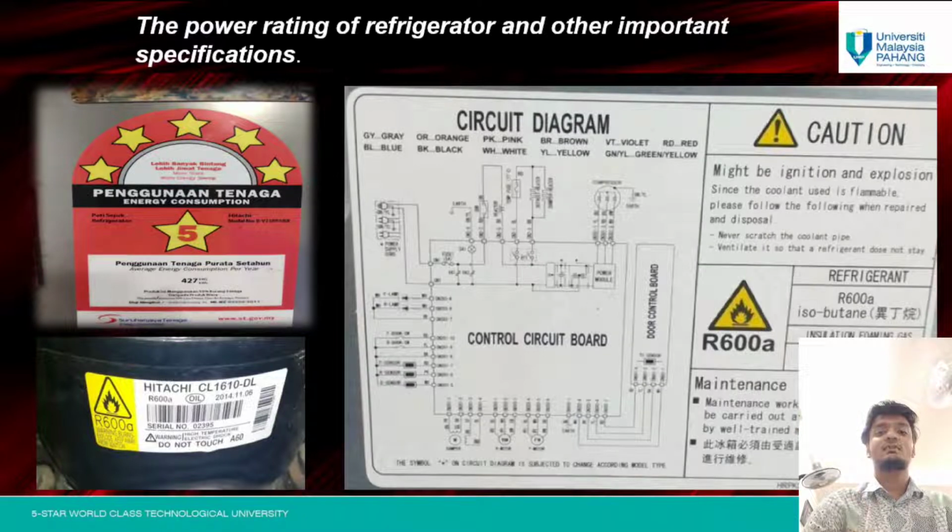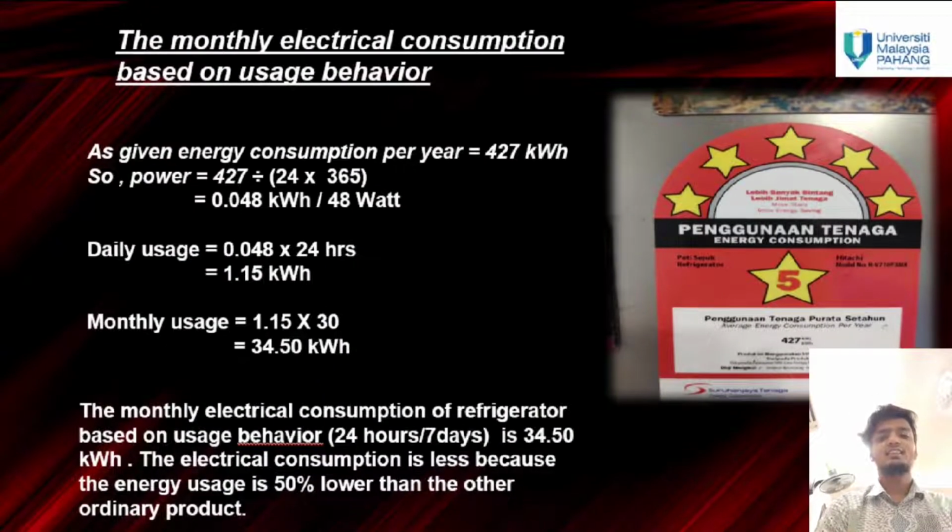Then you can see the freezing compressor too. And then I also have attached the circuit diagram and control circuit board of my house refrigerator. Moreover, let's see the monthly electrical consumption of my house refrigerator based on the usage behavior that I have calculated through a formula. The formula is that we multiply its wattage by the number of hours the refrigerator is being used. The calculation I did gave the average energy consumption of a refrigerator per year, which is 4 to 7 kilowatt per hour, and I also attached the evidence on the right hand side.